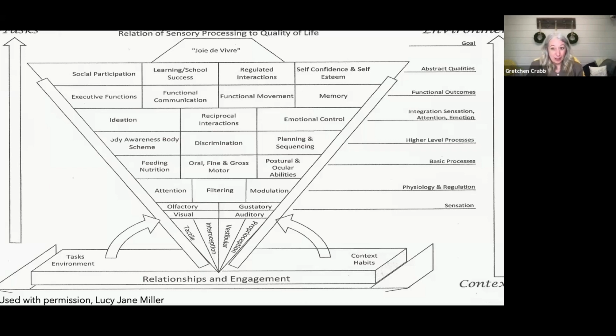Lucy Jane Miller is an occupational therapist in Colorado who does a lot of research on sensory processing. And if you look at this visual, you see that relationships and engagement are at the foundation of everything that we do. In infant mental health, there's a saying that goes, "There's no such thing as a baby." And what we mean by that is that a baby can't survive in this world without another human to take care of it, right? I'm going to argue that we need that for all of us, but especially in that infant phase of development.